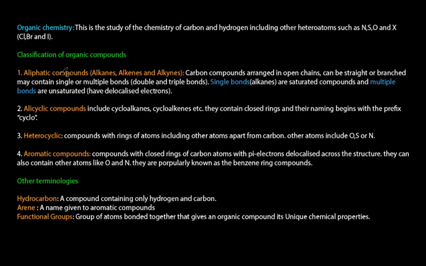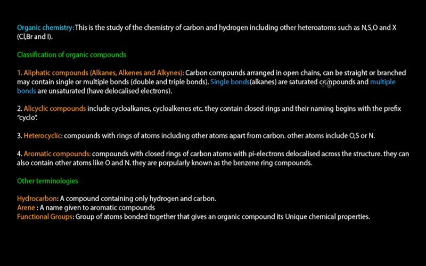The aliphatic hydrocarbons include alkanes, alkenes, and alkynes. So what are they? They are carbon compounds arranged in open chains. They can be in open chains, straight or branched. They may contain single or multiple bonds. Multiple bonds include double and triple bonds.